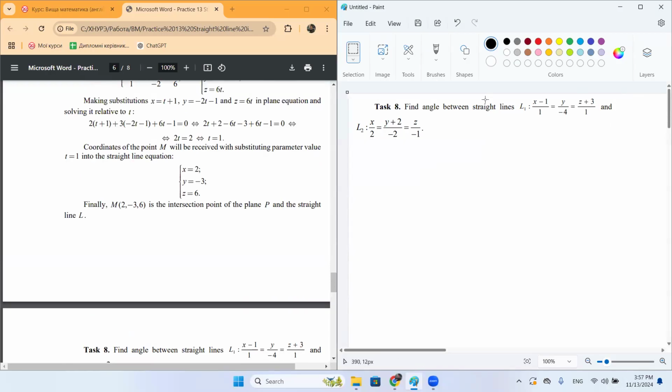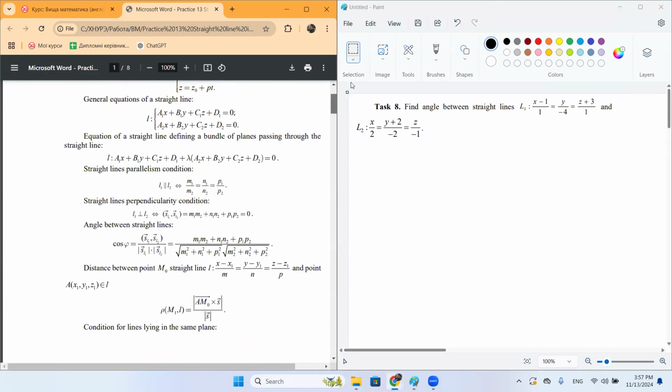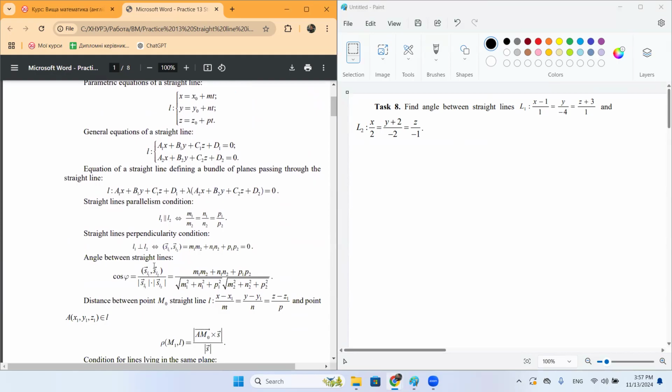So we need to find the angle between straight lines. So the formula is the following. We just need to find the angle between their direction vectors. And that's it. That you know already from the vector algebra. So first finding cosine of phi, and then we will see if we can calculate it. So 1 by 2. Okay, let's write in details. -4 by -2. Plus 1 by -1.